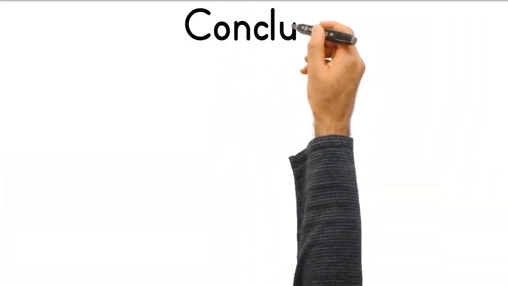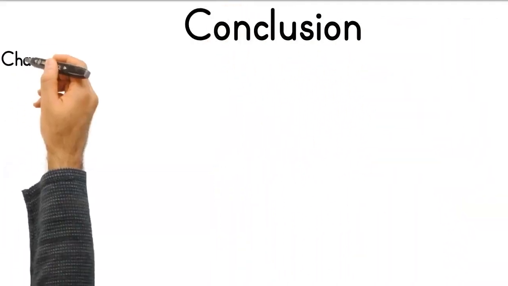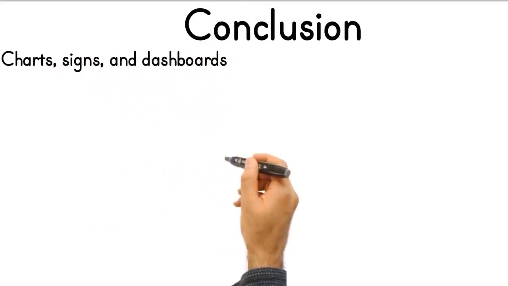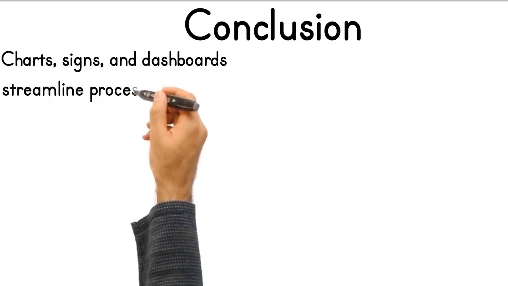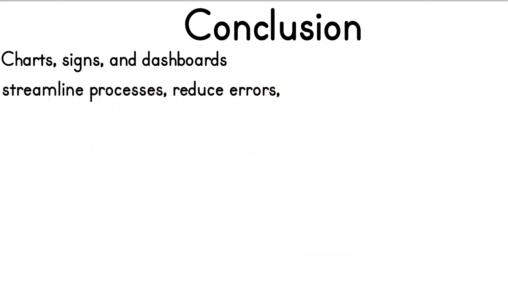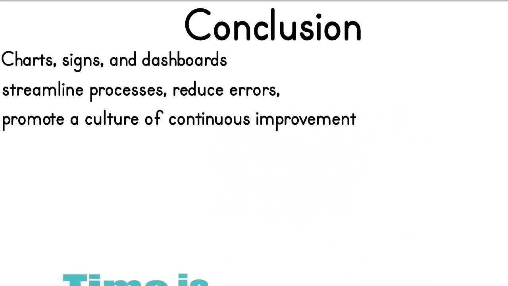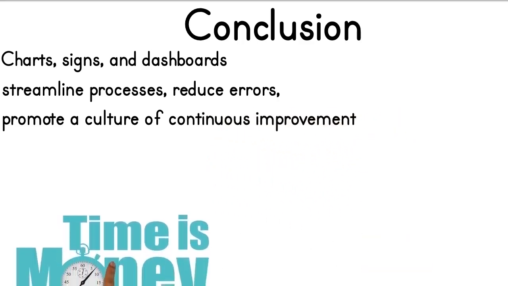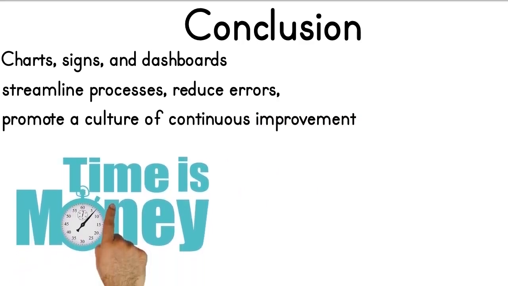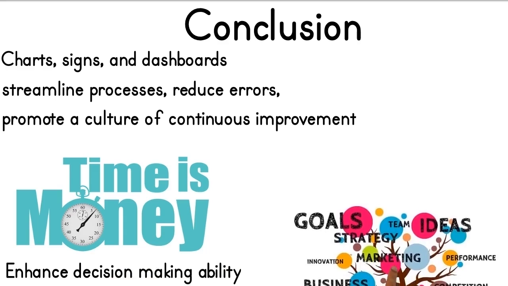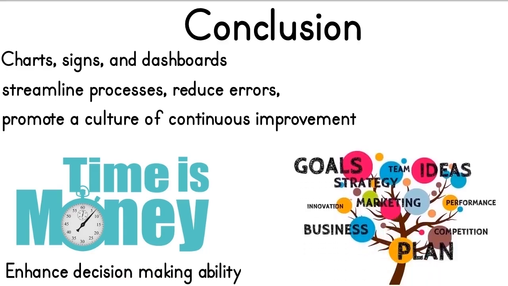In conclusion, visual management is a highly effective system for improving communication, transparency, and operational efficiency. By using visual tools such as charts, signs, and dashboards, organizations can streamline processes, reduce errors, and promote a culture of continuous improvement. Whether in manufacturing, healthcare, or office environments, visual management enhances the ability to make informed decisions quickly, fosters accountability, and helps teams stay aligned with organizational goals.